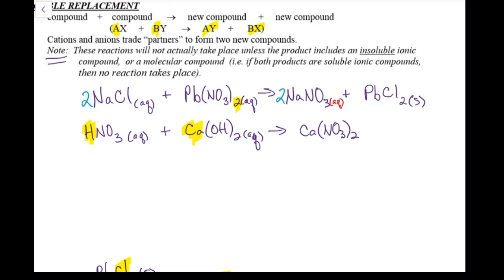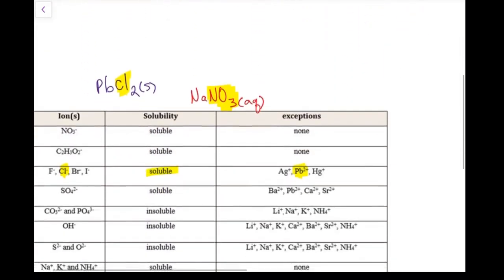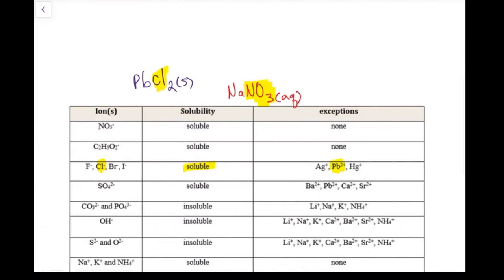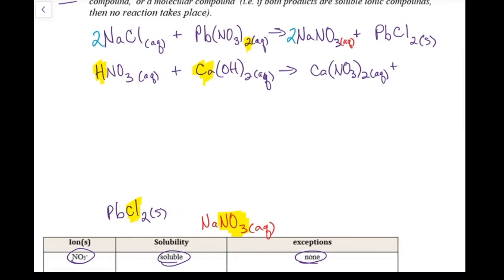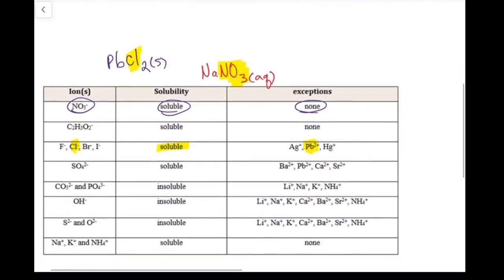Okay, and I'm going to go straight to my rules because now I know how to use them. And my rules, previously, I learned that nitrates are always soluble with no exceptions. So I'm going to say aqueous for calcium nitrate. Okay, and then what would my other product be? Well, I've got hydrogen over here paired up with hydroxide. So hydrogen hydroxide is just water, right?